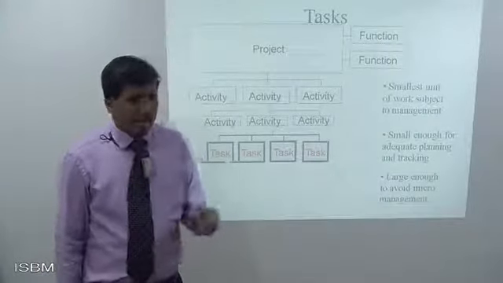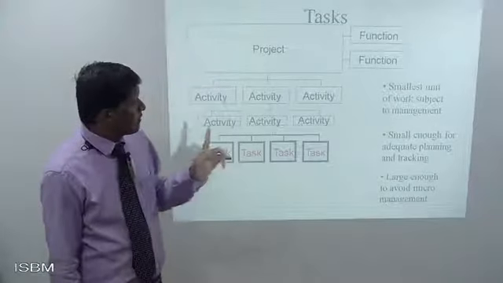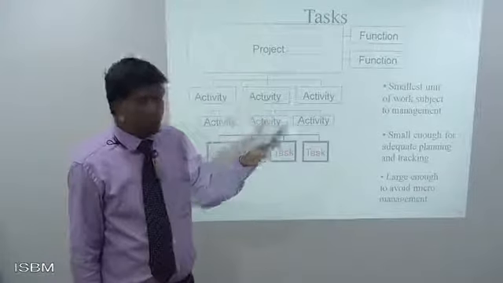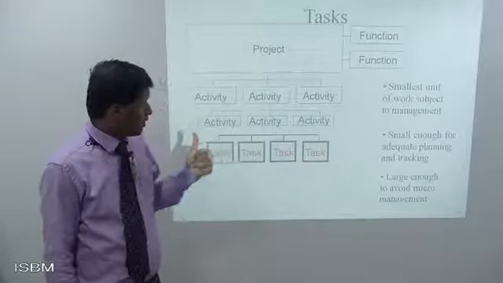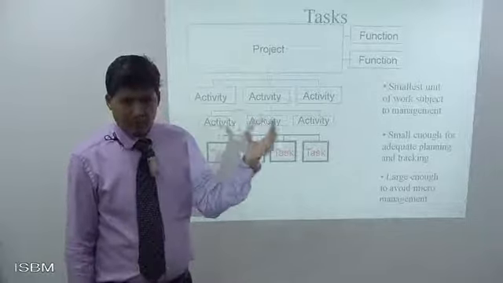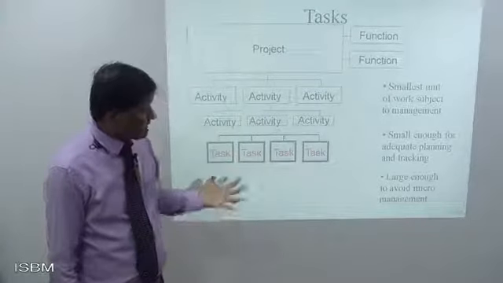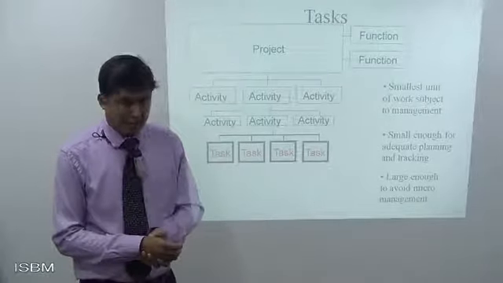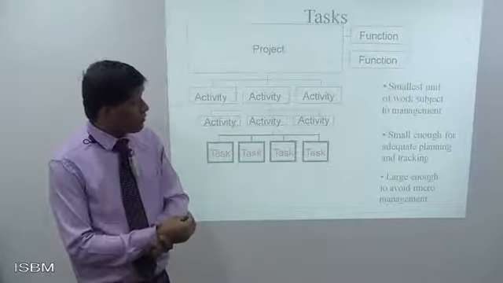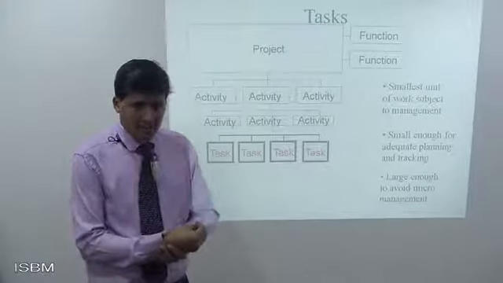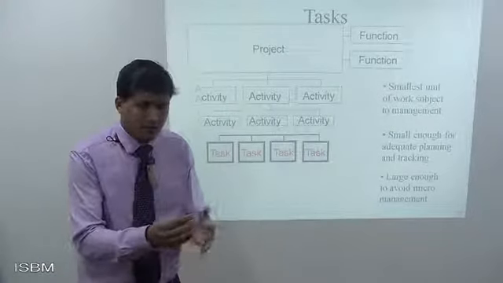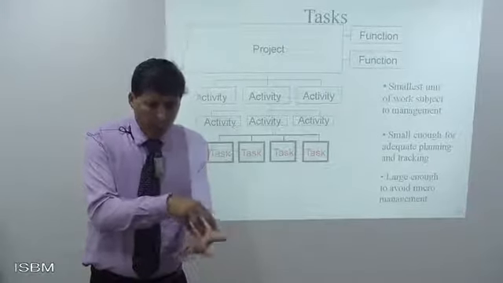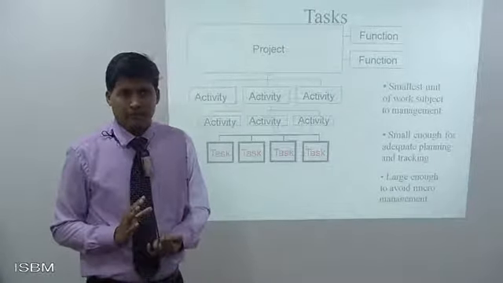So we have functions, we have a project. They say group of function is a project, group of activities is a function, and group of task is an activity. So a task is the smallest unit of work subject to management. When you are speaking of task, it is the smallest unit for the smallest team or smallest person who would be doing a particular set of job.